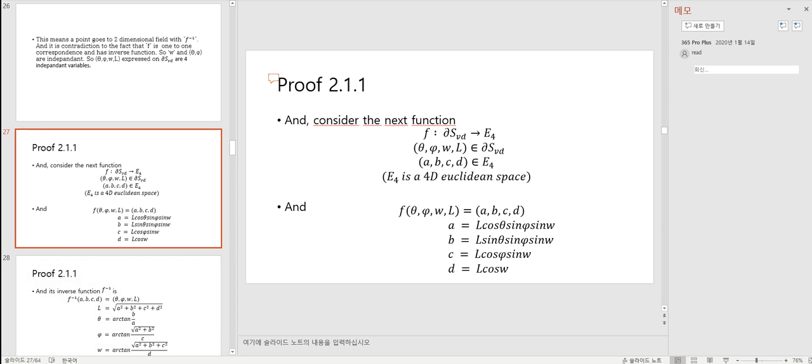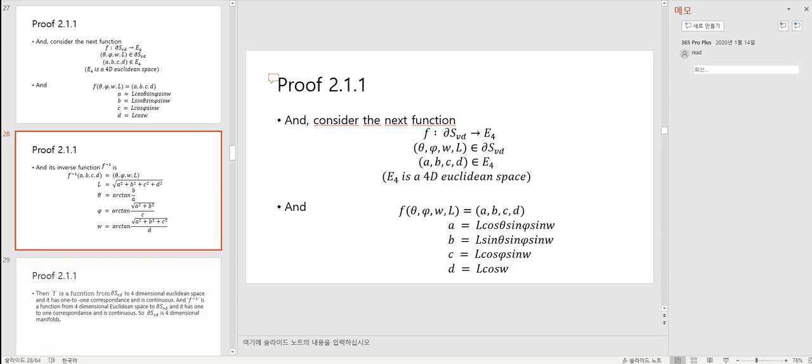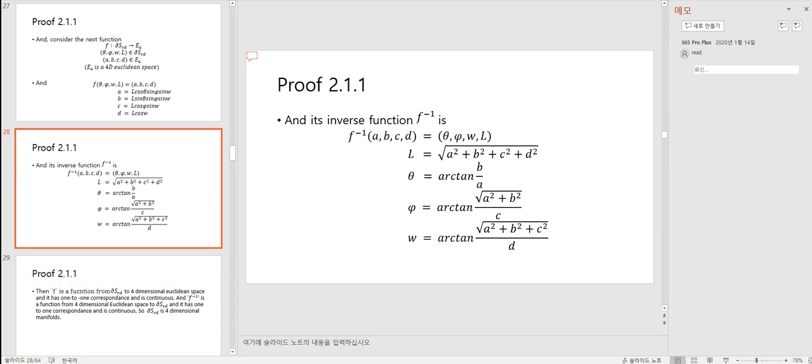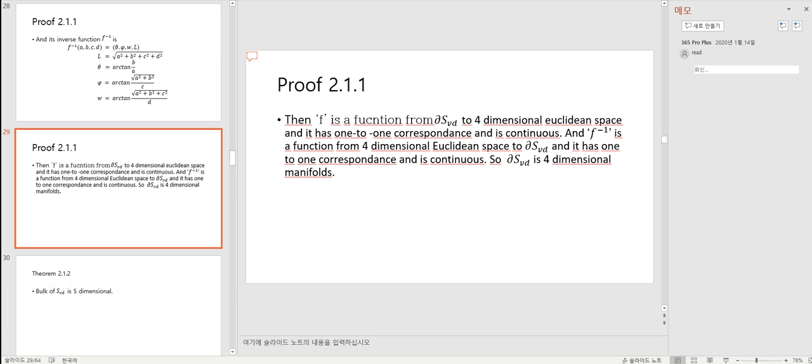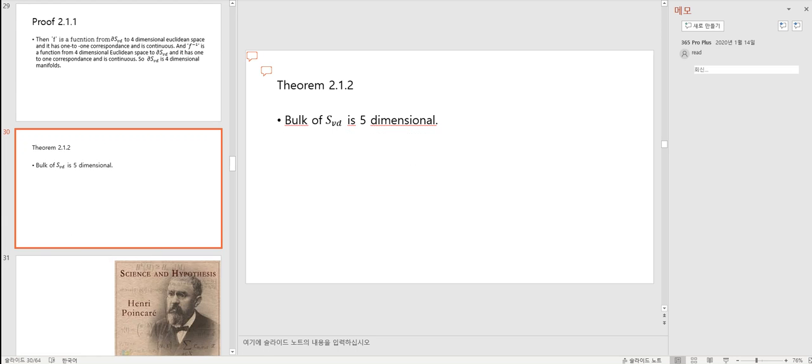And consider the next function, like this. And its inverse function is like this. Then f is a function from dsVD to four-dimensional Euclidean space. It has one-to-one correspondence and is continuous. And f inverse is a function from four-dimensional Euclidean space to dsVD, and it has one-to-one correspondence and it's continuous. So dsVD is a four-dimensional manifold.